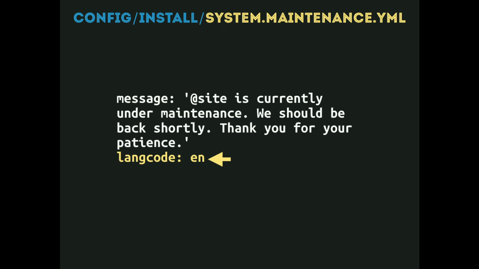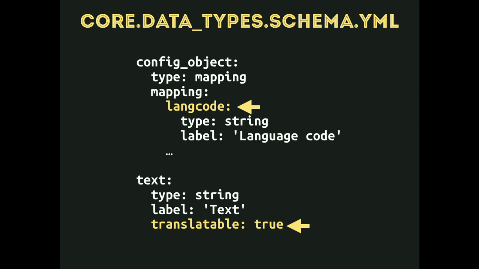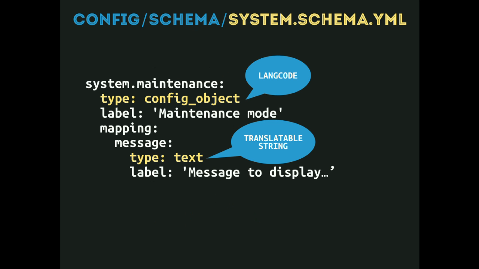So the previous slide, system maintenance YAML, is a configuration object. It's an associative array with the language code key. So that's defined as a config object. And then we'll use the text type to identify the message. So this is defined in the system module's configuration schema, and that says that system maintenance is a configuration object, so it's an associative array that has a language code key predefined for me. And by the way, I also have a message key that is text, so it's a translatable string. Okay? So we have the configuration schema that's used to explain the structure of your configuration, and this allows the translation system to go in and parse this and tell which keys are translatable.